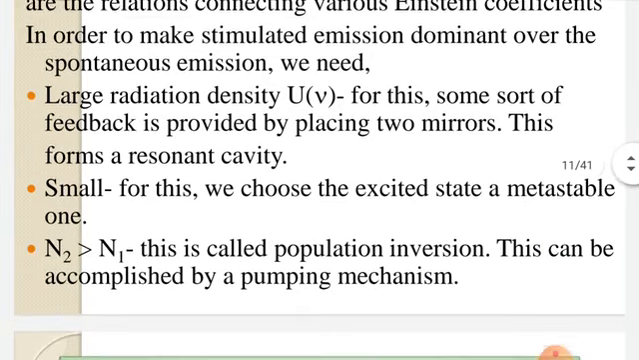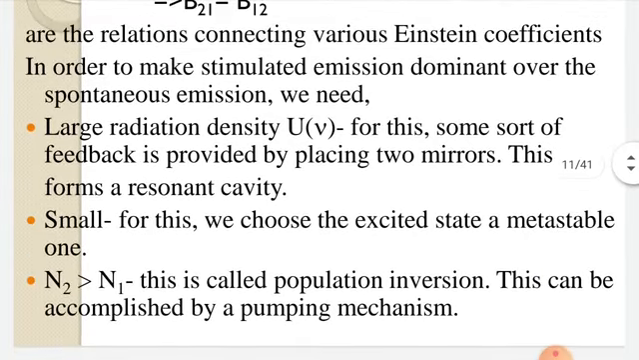So students, in the next class we can see the laser actions, or different kinds of lasers, carbon dioxide laser, semiconductor laser, and applications of the laser, etc.